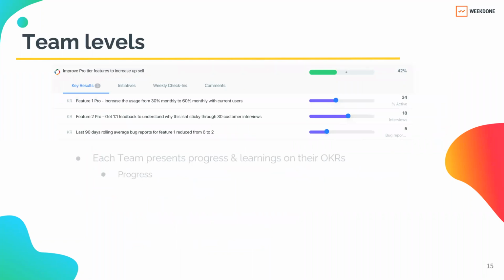At a team level, it's really about each team presenting the progress and learnings on their OKR. So progress, are we on the right track? What were the learnings and insights? There's often huge learning and insights and things we will uncover using OKRs. OKRs are not just about the numbers. It's not that we were green and 42% and we got 100% of OKRs. Usually one of the biggest things that comes out of OKRs is we learn and we understand much better areas of our business.